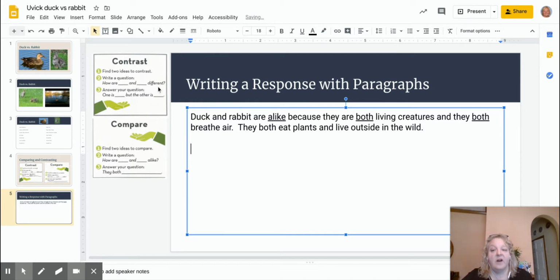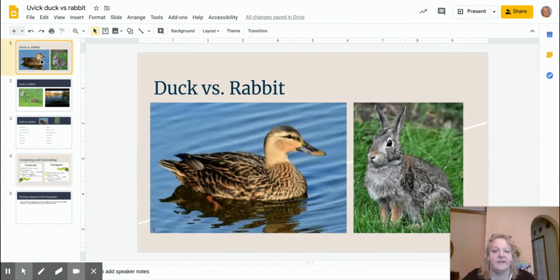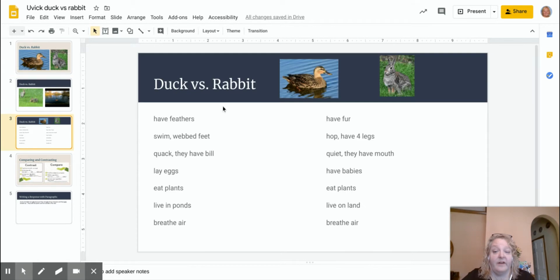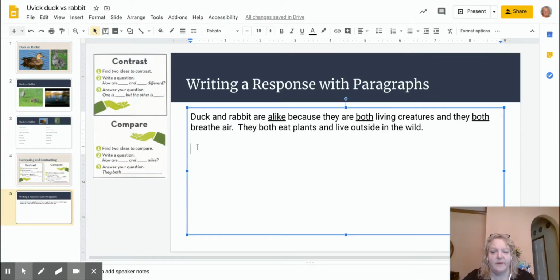All right, so let's do our contrasting now. Now we have to think about how are rabbit and duck different. Let's go back and look. I think we can see some things right off the bat. One is swimming, one is in the grass, one has feathers, one has fur. We've got feathers and fur, swimming and hopping, eggs and babies. Got lots of reasons we can put in it.